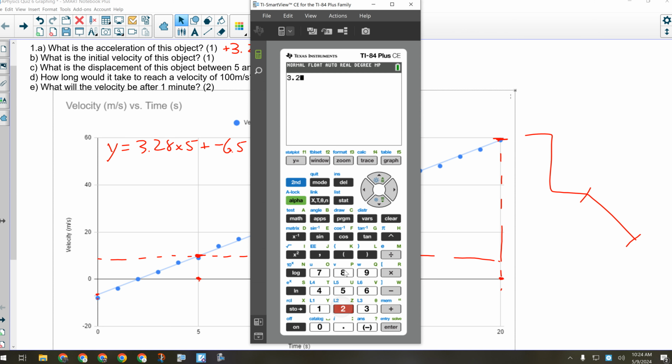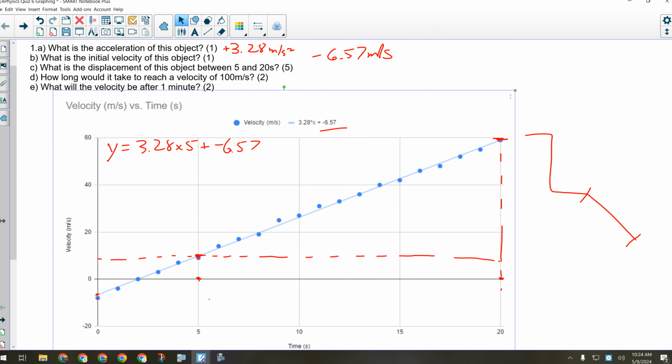Okay, 3.28 times 5 minus 6.57. So at that point, the velocity is 9.83. Just looking at the graph and eyeballing it, that seems about right. It's a little less than halfway up. Okay, good. So now I know that this height here is 9.83 meters per second.